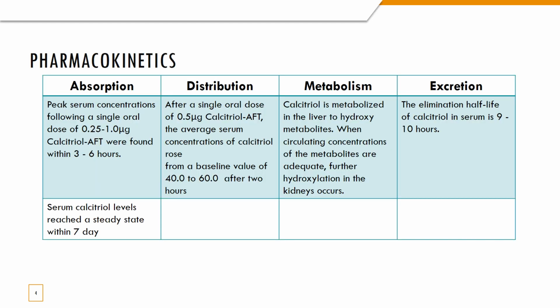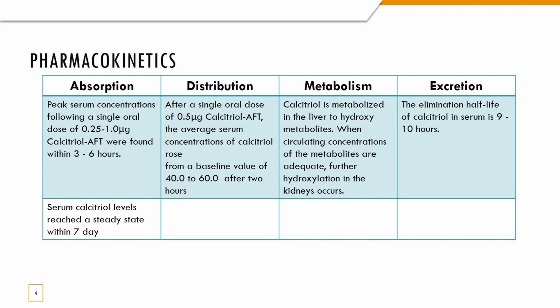For the pharmacokinetics of calcitriol absorption, the peak serum concentrations following a single oral dose of 0.5 to about 1 micrograms were found within 3 to 6 hours. The serum calcitriol levels reached a steady state within 7 days. For distribution, after a single oral dose of 0.5 micrograms, the average serum concentration rose from a baseline of 40 to 60 after 2 hours.